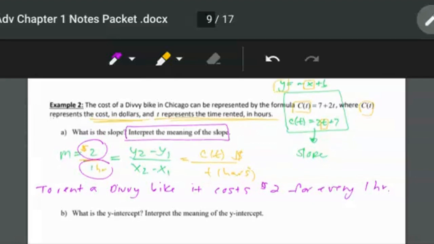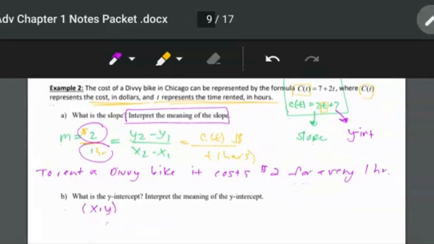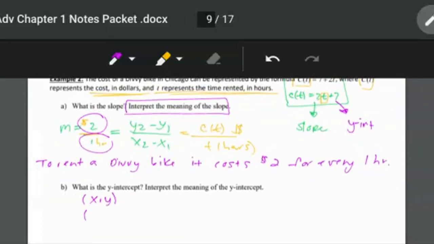Then it says, what is the y-intercept? The y-intercept, that's your 7. Usually I like to write it as an actual point. An actual point is an x comma y. The y-intercept is 7, so we know the y is 7. The x is always 0. If you think about the y-intercept on a graph, you always go straight up the y-axis. The x is always 0.